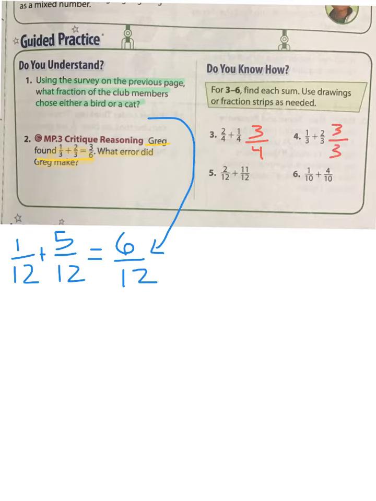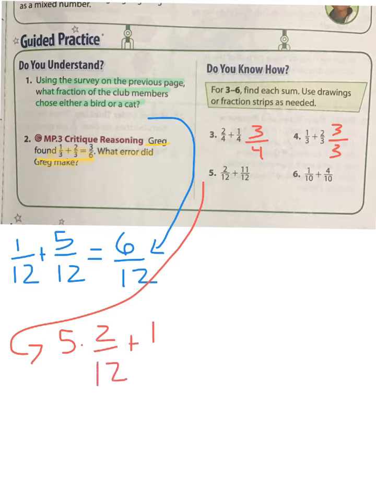Number 5, I'm going to write this one down here because it's a little bit tricky. Number 5, we have 2/12 plus 11/12. If we add these together, we get 13/12. 13/12 is an improper fraction, which means that it is greater than 1. So I know that 12/12 would be 1, and 1 more would be 13/12.